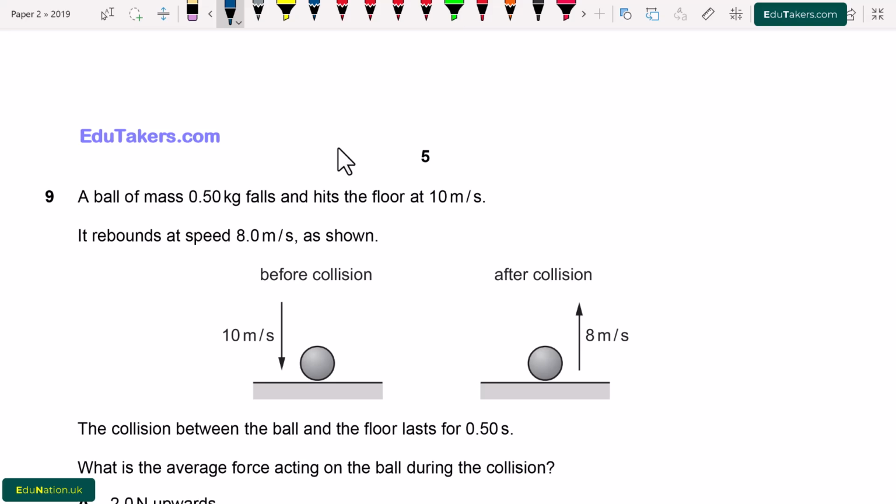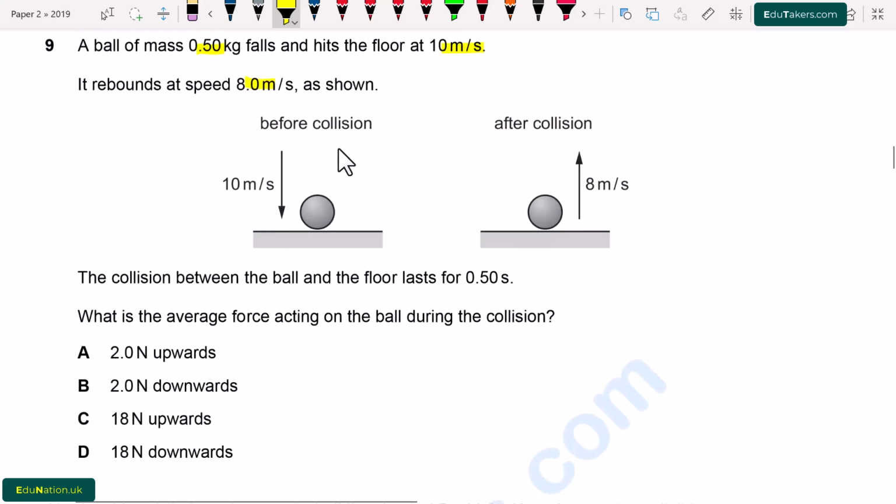Question number 9. A ball of mass 0.50 kilogram falls and hits the floor at 10 meter per second. It rebounds at a speed of 8.0 meter per second as shown. The collision between the ball and the floor lasts for 0.50 seconds. What is the average force acting on the ball during the collision? Here we have to find out the average force.